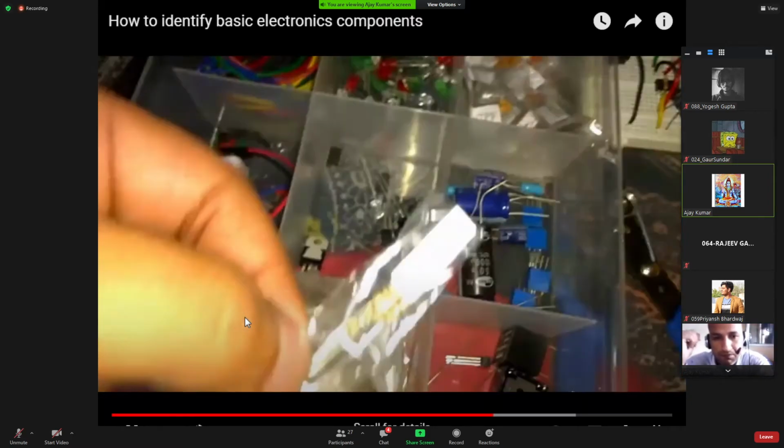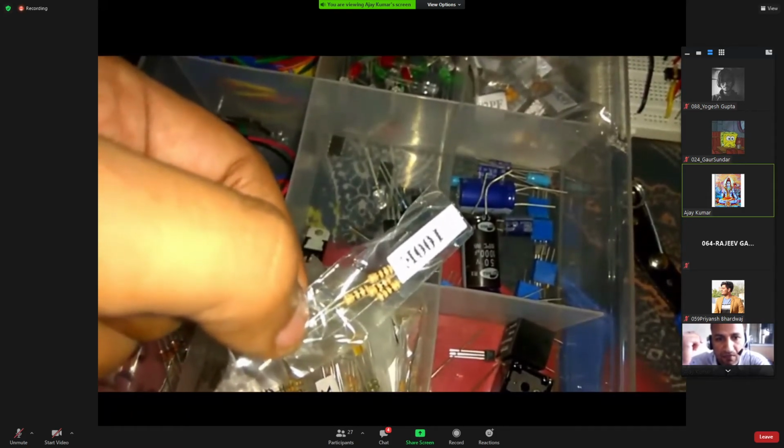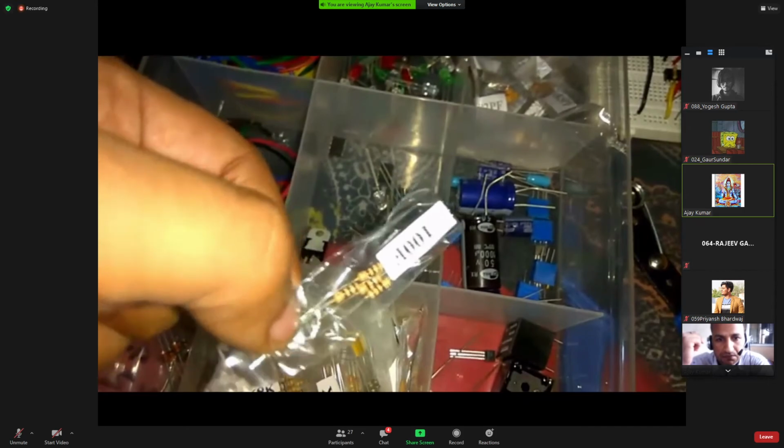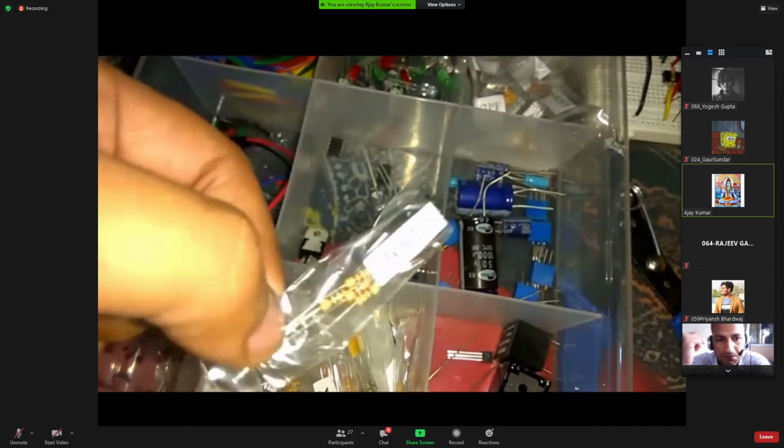100E means E is denoted ohm, means 100 ohm. E is denoted ohm in the market, means it is a 100 ohm resistor. Next component.